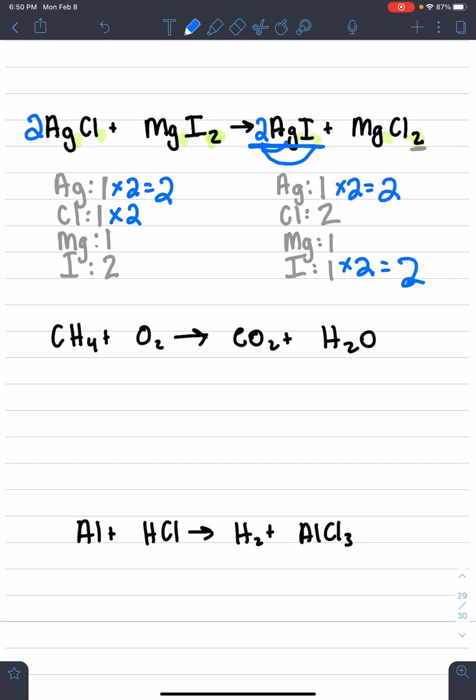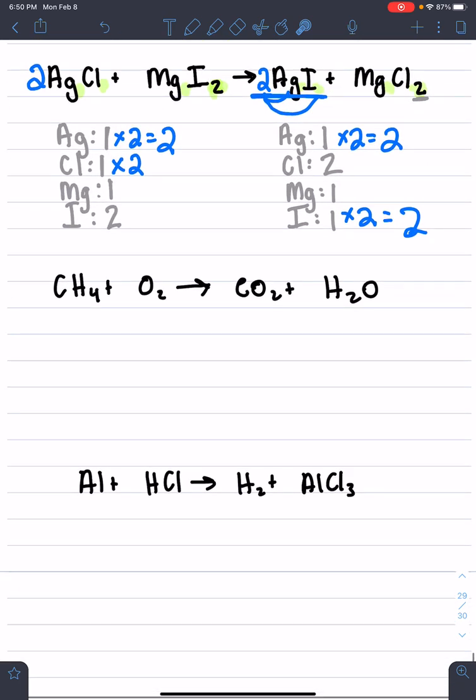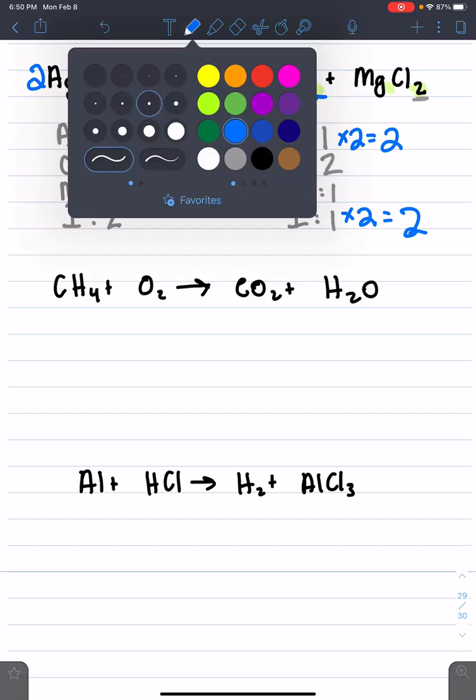Now we can always double check our work to make sure we did it right. So we have 2 Ags, perfect. 2 Cls, perfect. 1 Mg, perfect. 2 Is, perfect. Alright, this next one's also going to be kind of tricky and hard. So yeah, pause the video if you didn't get that. But let's work on this other one down here.